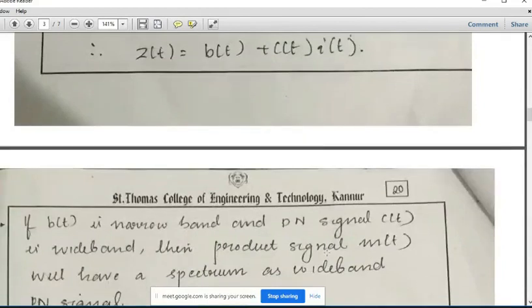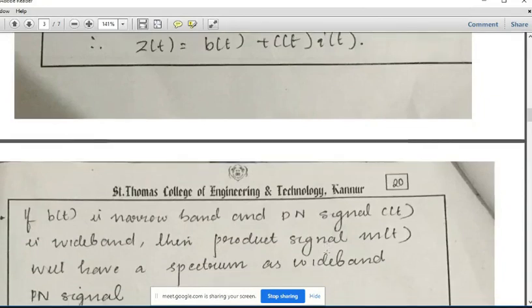If this B of t is a narrowband and the PN signal C of t is a wideband, then the product M of t will have a spectrum the same as that of the PN signal.